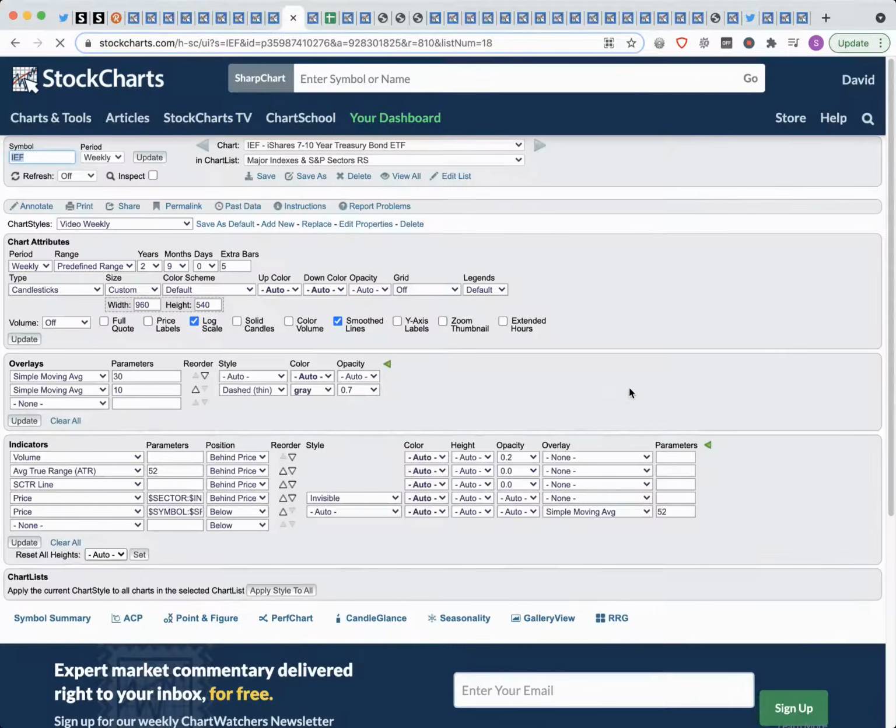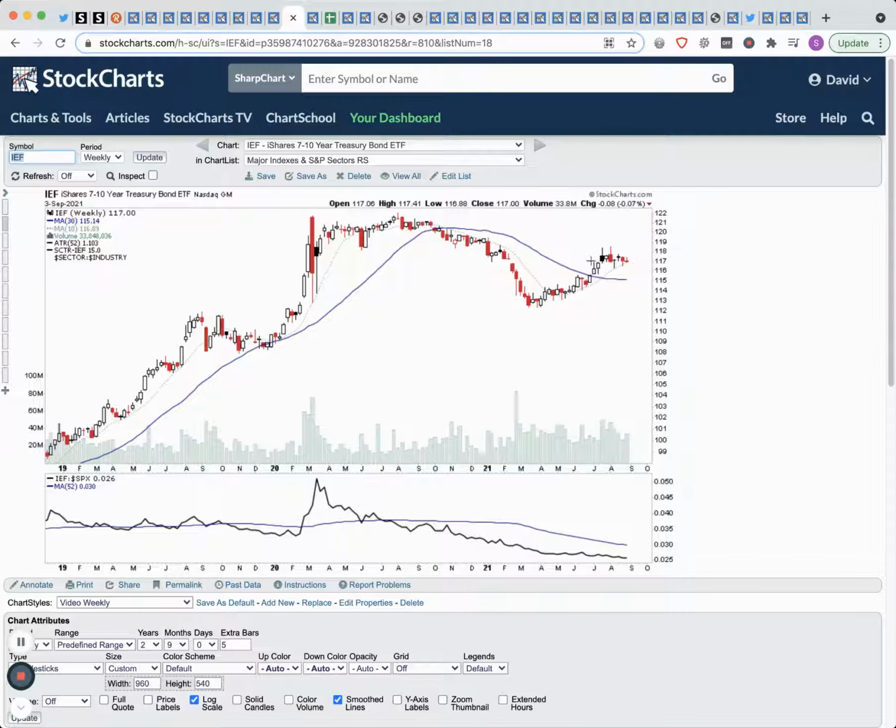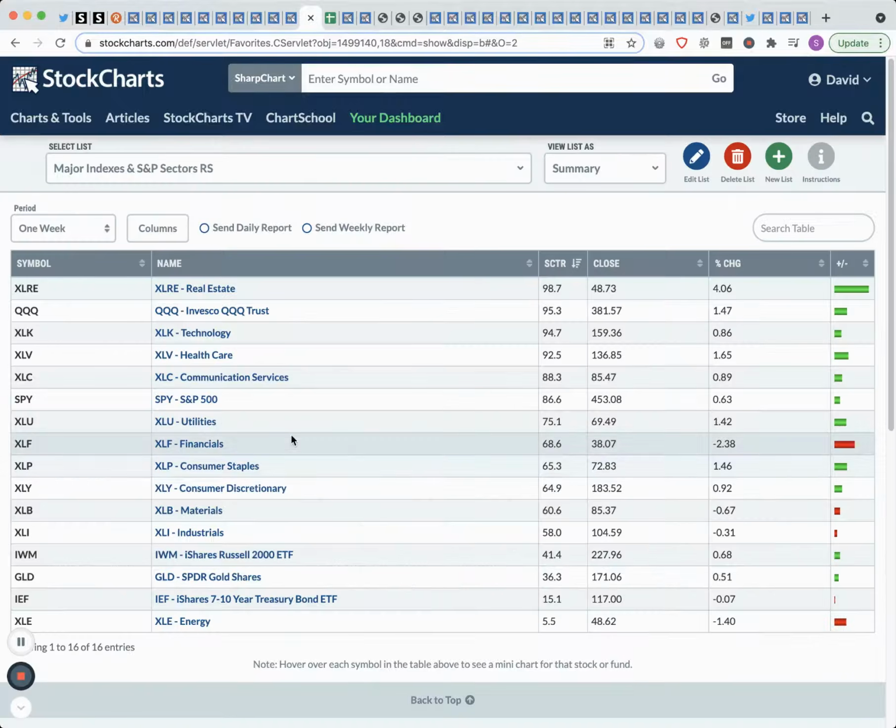You can see treasuries doing the same sort of thing. Stage 1 base forming in here. We've got back above the declining 30-week moving average, so it's forming a high stage 1 base. And you can see the relative strength is still underperforming. So these are two of our weakest relative strength groups in here.